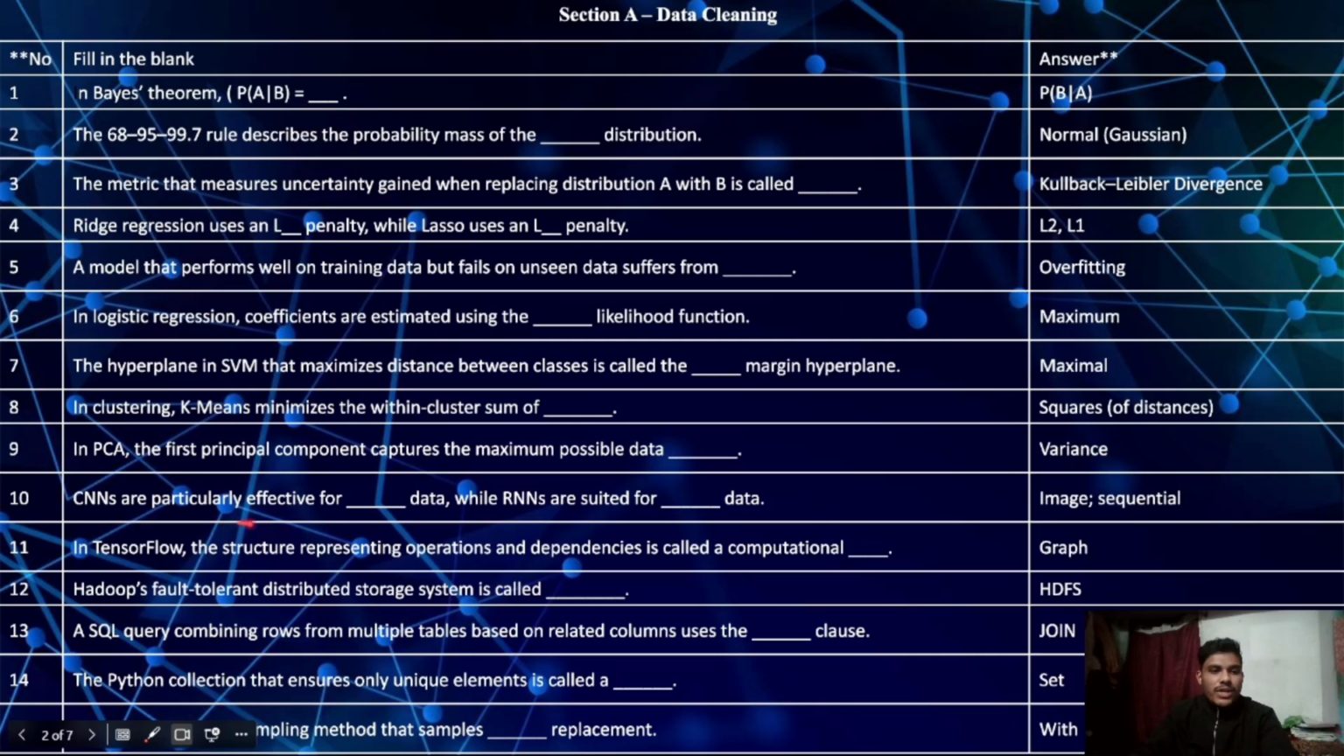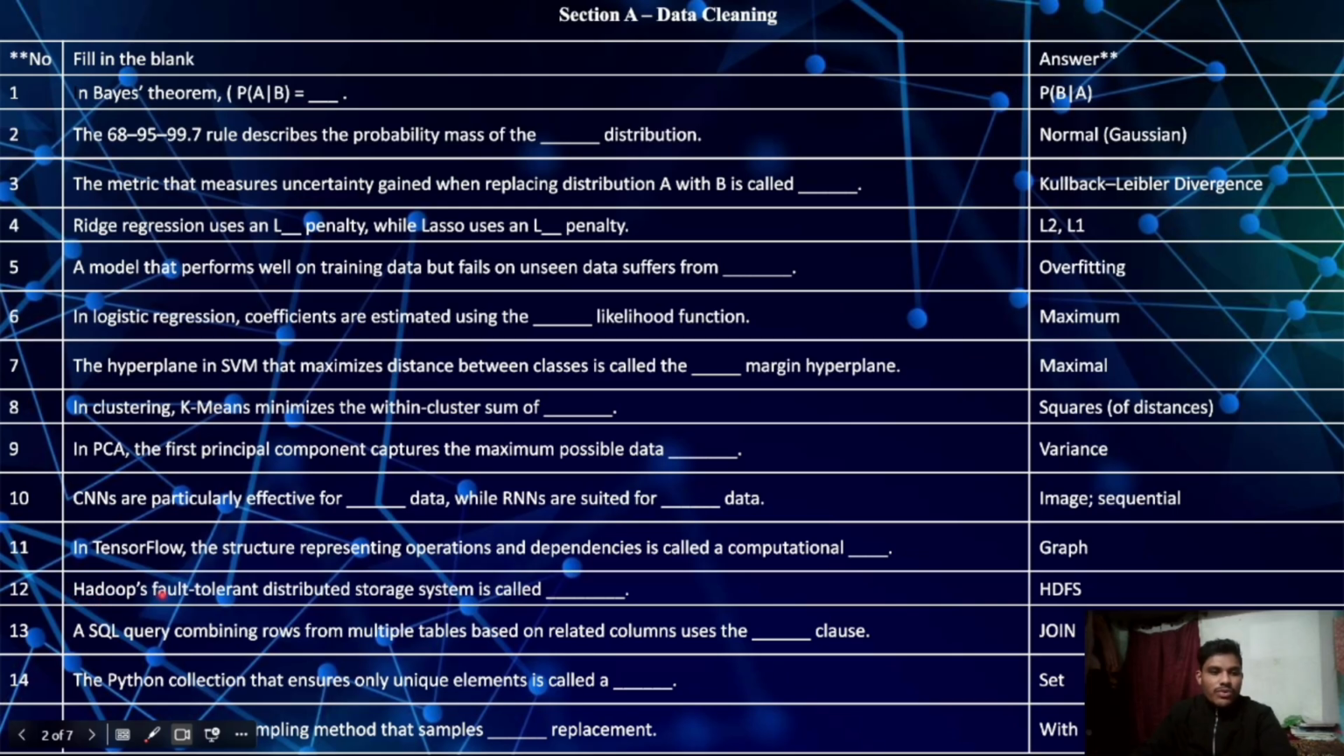Now CNN are particularly effective for dash data while RNN are suited for dash data. So here, CNN are particularly effective for image data and RNN are suited for sequential data. And 11th, in TensorFlow, the structure representing operators and dependencies is called a computational dash. So your answer is graph. TensorFlow constructs a computation graph before execution.